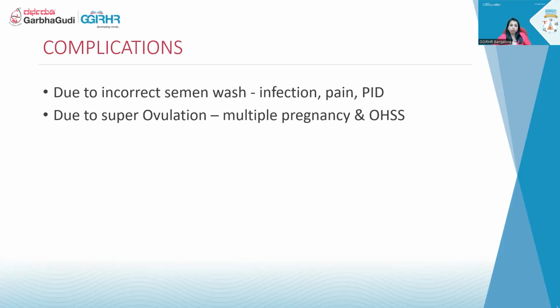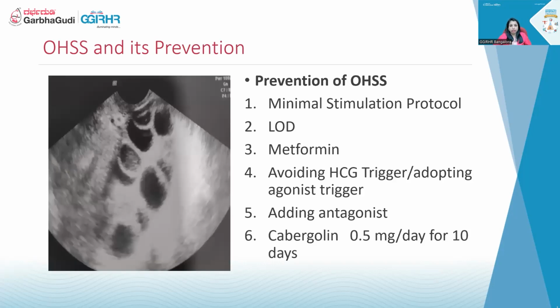Coming to the complications of IUI, they will happen only if the semen processing is not appropriate, which can lead to infection, pain, and pelvic inflammatory disease. And if you have not used the right controlled ovarian stimulation protocol and ultrasound monitoring, then there is a chance of ovarian hyperstimulation syndrome and higher order pregnancies. So when you're performing an IUI with controlled ovarian stimulation, it's important that you prevent OHSS and higher order pregnancies. Always go for mild stimulation, not more than 2 to 3 follicles.